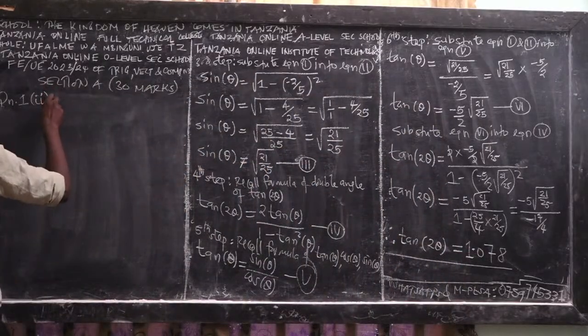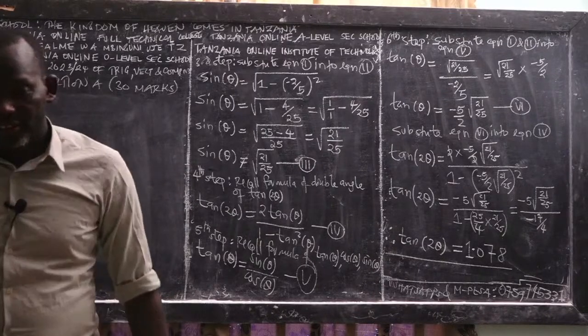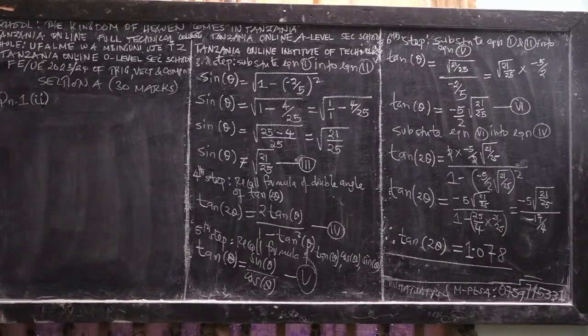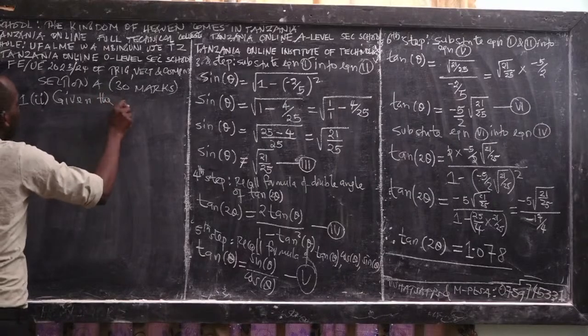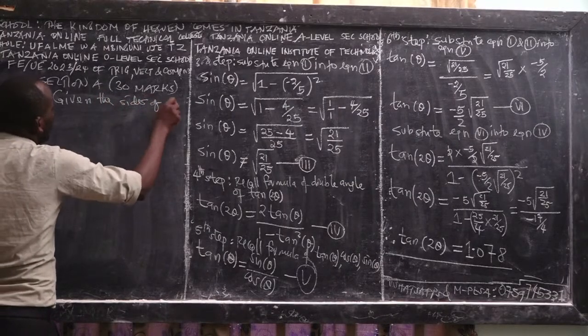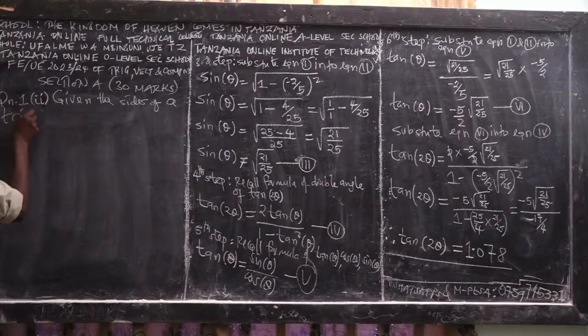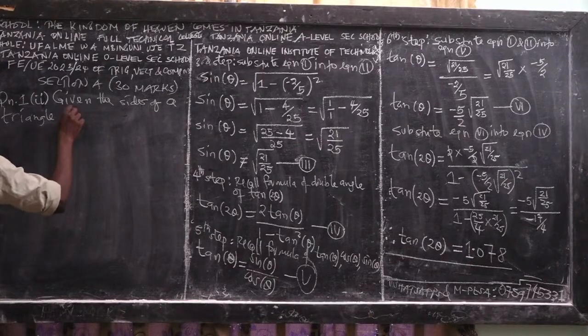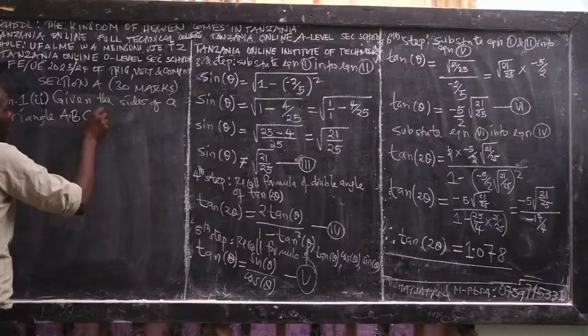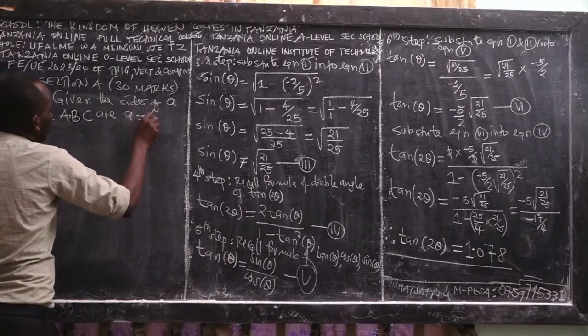Okay. So given the sides of the triangle ABC, let us go into question number 1 Roman 2. Given sides of a triangle ABC are, given the sides of a triangle ABC are, A is equal to 6 centimeter.